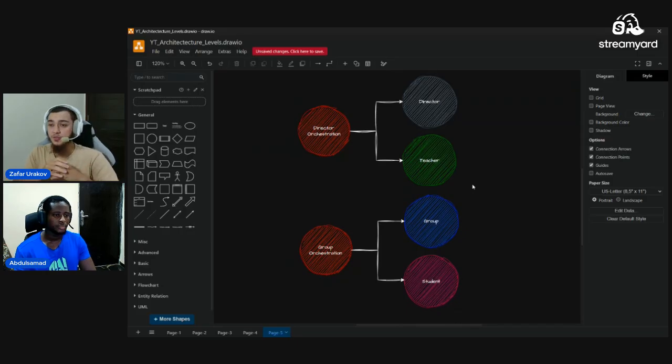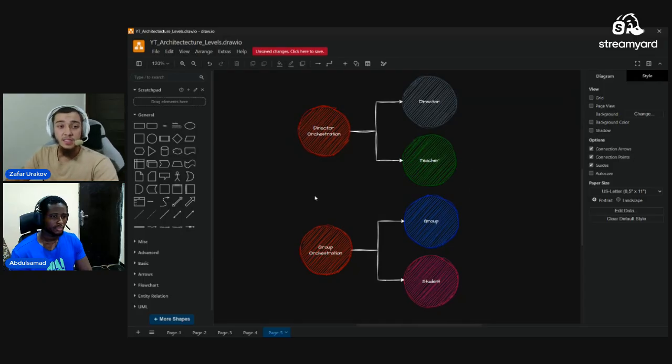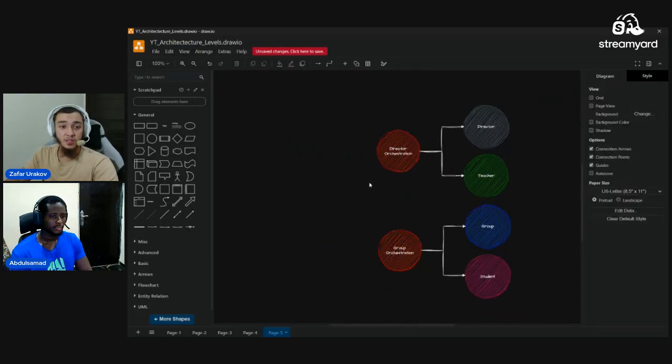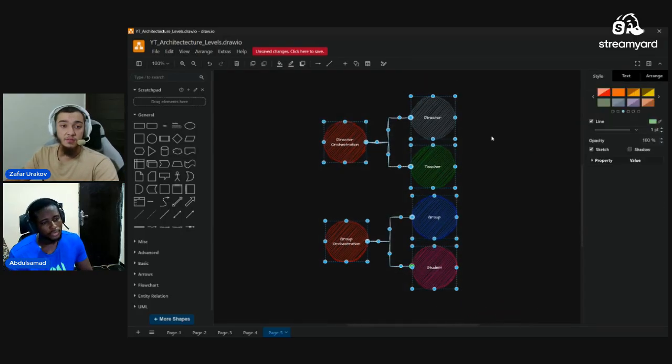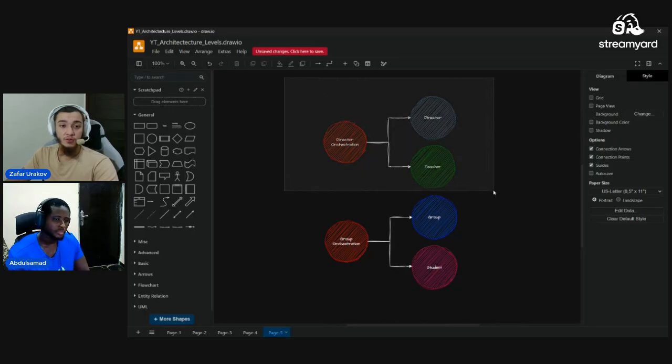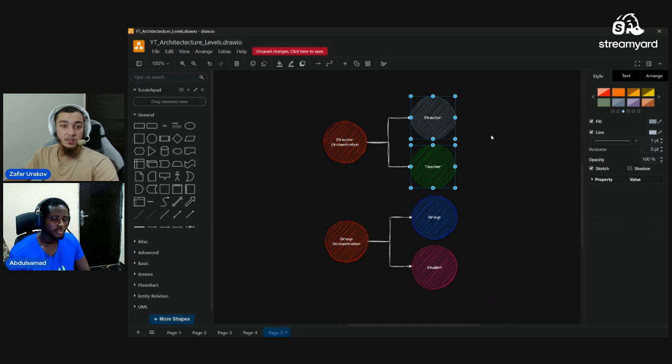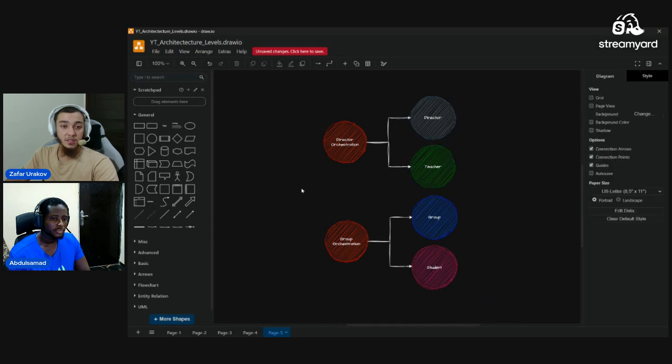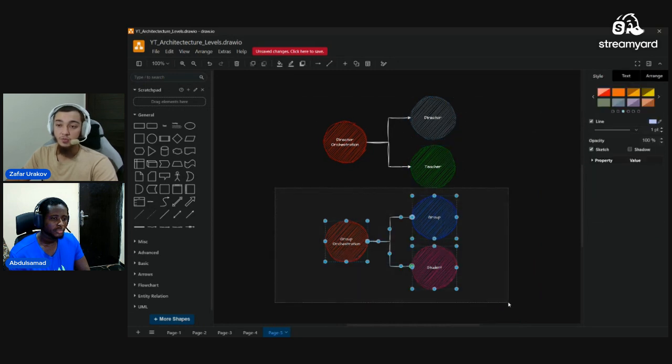So I think this is the whole point of the orchestration service. Abdulsamad was asking what we do in this case and how we orchestrate these things. We want to have logic from this place, let's say do something with the director, and then go and insert the group and student.